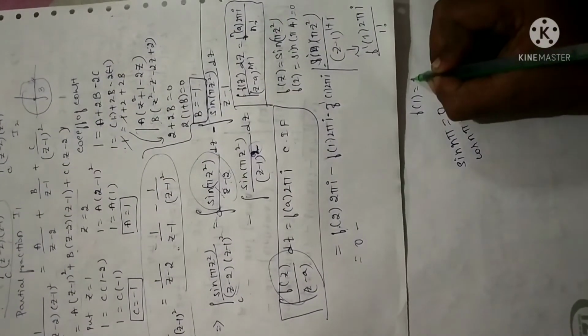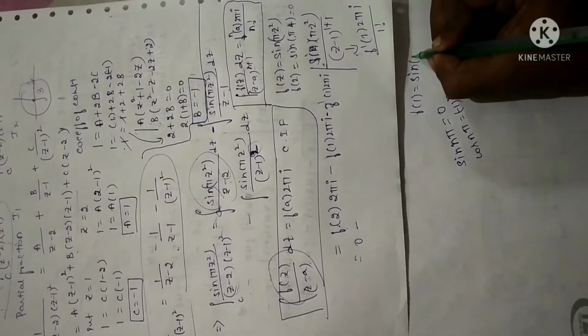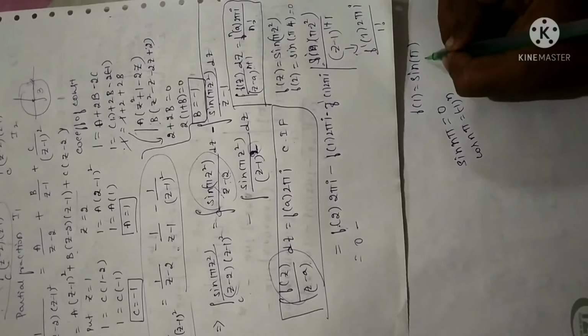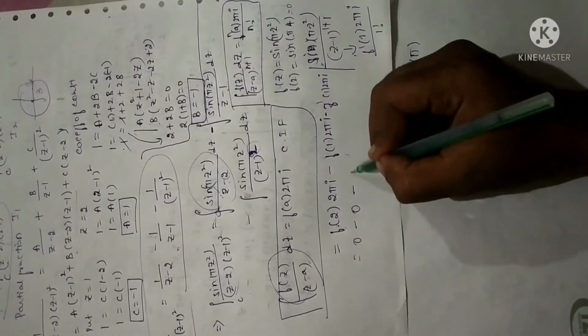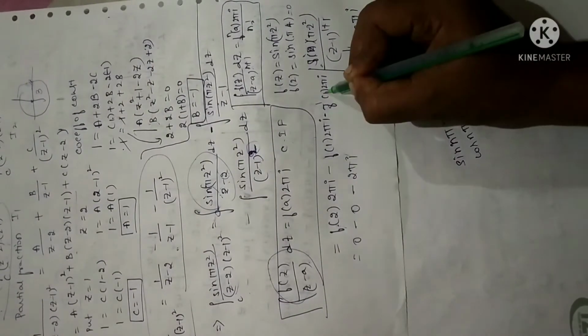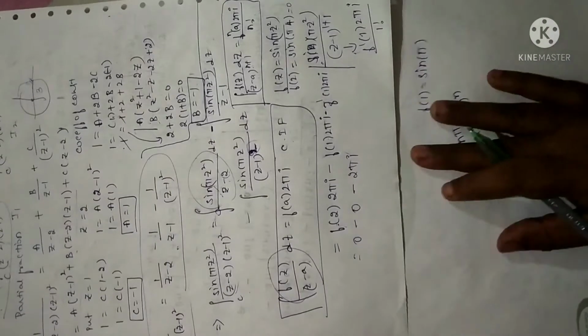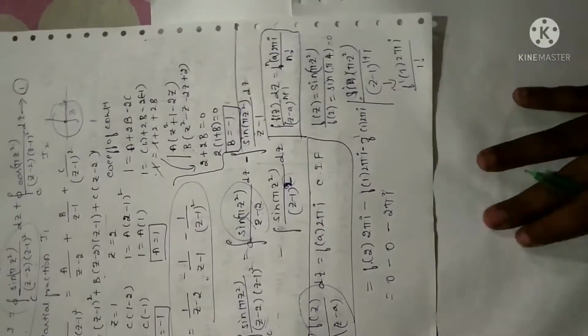So f of 1 will be sin of 1 into 1 square is 1, 1 into pi, sin pi is 0. Again this term will not be there. So 0. Minus 2 pi I into f dash of 1. I have f of z as, let me write f dash here. I am going to simplify here.